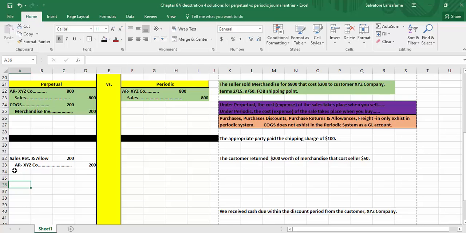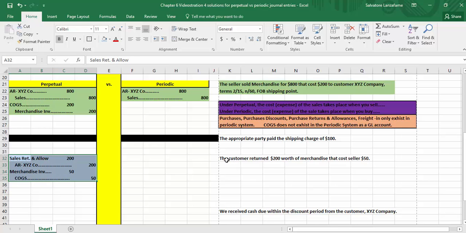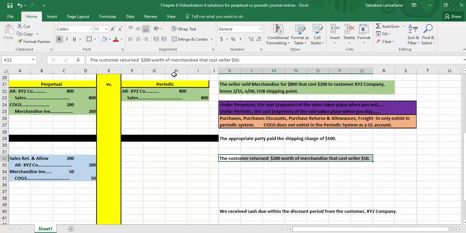You're also going to take into account the costs. So the second part of this entry, you're going to debit the merchandise inventory for the $50. So the stuff that they're returning to us for $200, they have no idea it only cost us $50. It's none of their business. This is something that's from our point of view only. So that's what the entry would look like from a perpetual standpoint. So let's put this in another color here. Let's go with that.